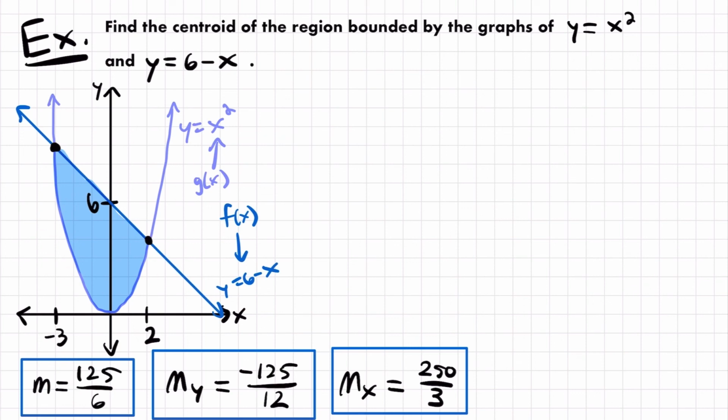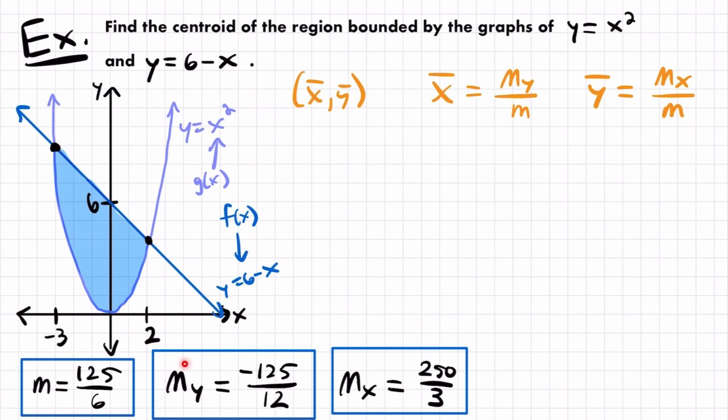And so remember, the centroid, or the center of mass, is a coordinate point x bar comma y bar, where x bar is equal to the moment about the y-axis divided by the mass, and y bar is equal to the moment about the x-axis divided by the mass. And so let's start with x bar. If we plug in our values, we know that the moment about the y-axis is equal to negative 125 divided by 12. And so this is equal to negative 125 divided by 12 divided by the mass, which is 125 sixths. So I'll have 125 sixths.